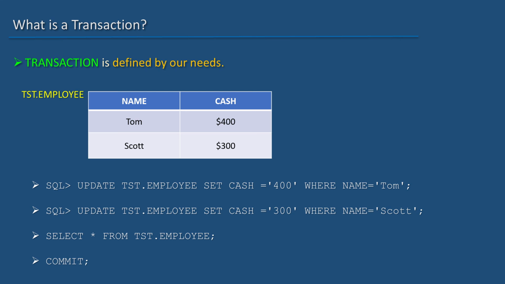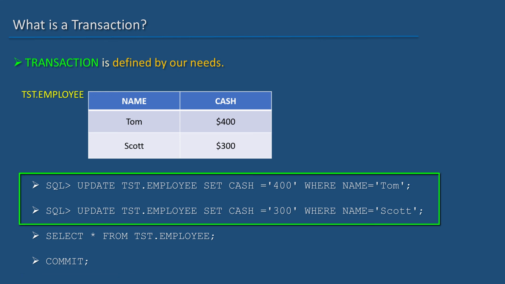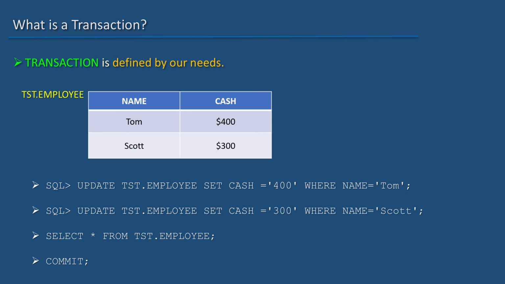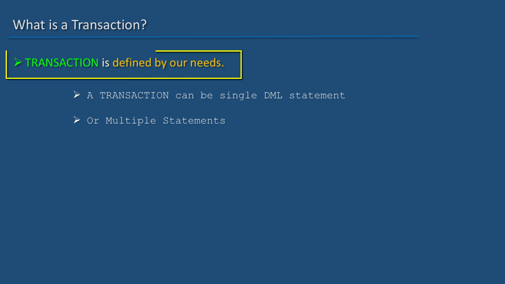And then I need to verify the modifications using this select statement. Only after that I should confirm the transaction by committing. In this case, the transaction needed two statements. In a typical business environment, it's usual for a transaction to have hundreds of SQL statements. So, a transaction is defined by our needs.